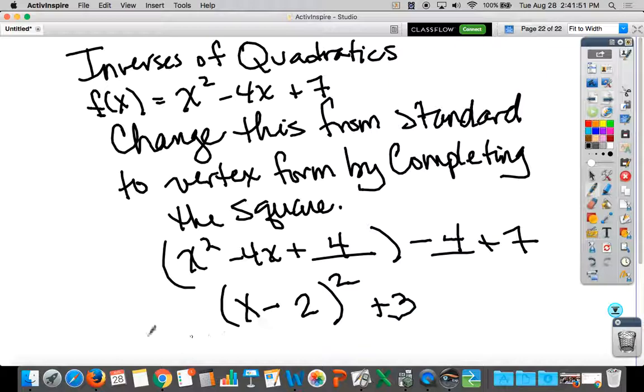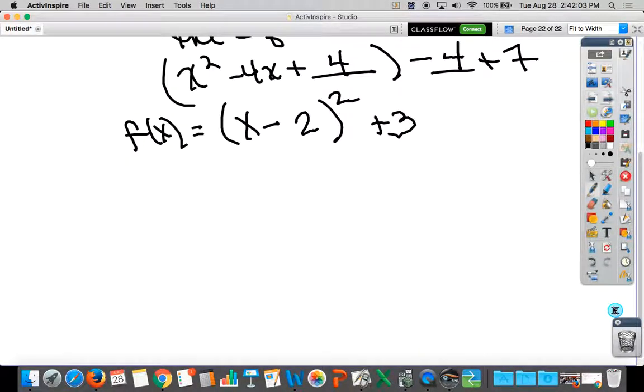Plus 3. So I haven't even done the inverse yet. I had to complete the square first. So not a whole new lesson on that, just a little reminder. So now that we've completed the square, now to do inverse.